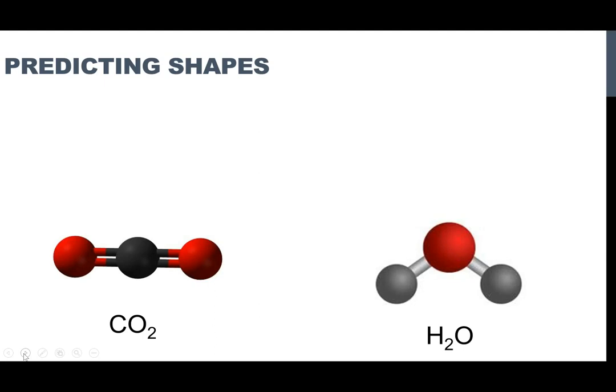So predicting shapes. Here we've got 2 molecules, and they look like they should be pretty similar. We've got carbon dioxide, so 1 carbon, 2 oxygens, carbon in the middle, oxygen on either side. We've got water, 1 oxygen, 2 hydrogens, oxygen in the middle, hydrogen on either side. So why in the world is our carbon dioxide a straight line and our water this kind of bent structure here? Well, it has to do with something called VSEPR.